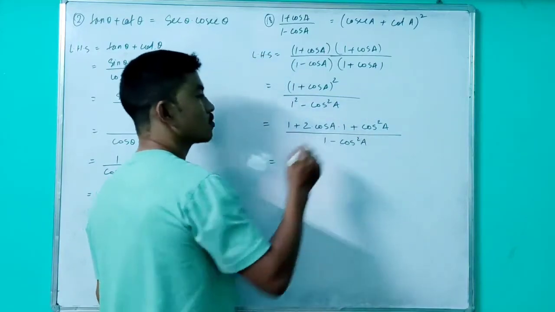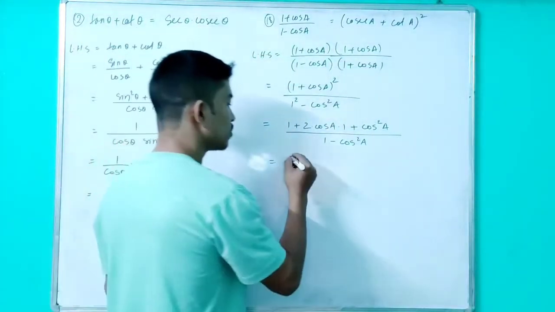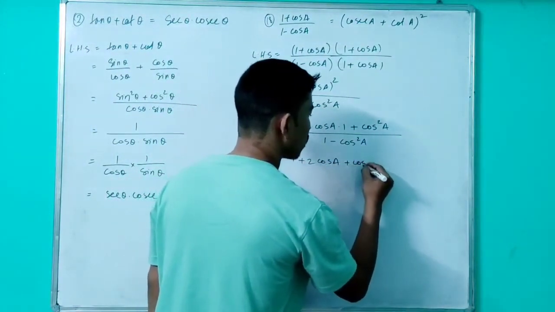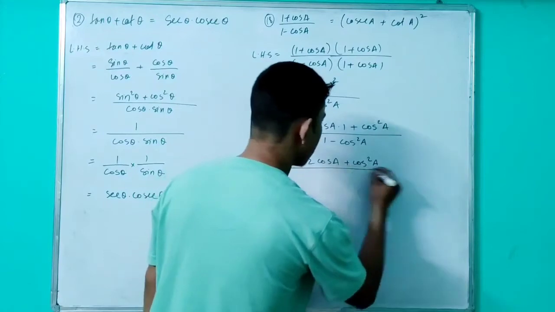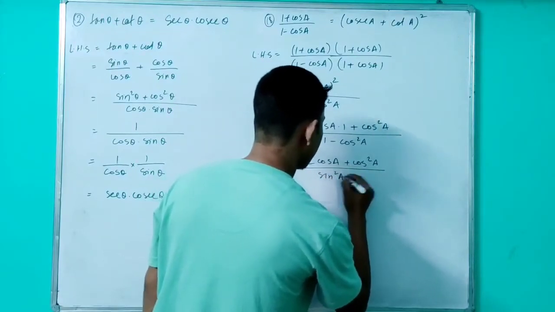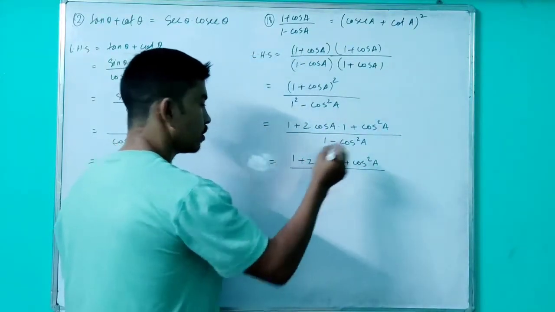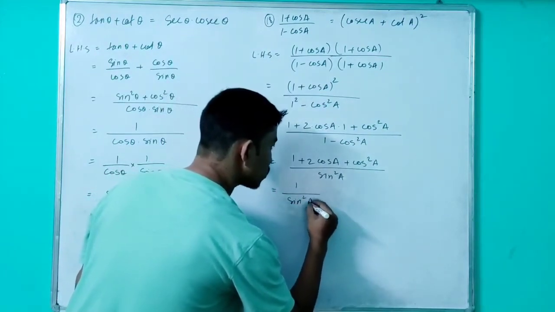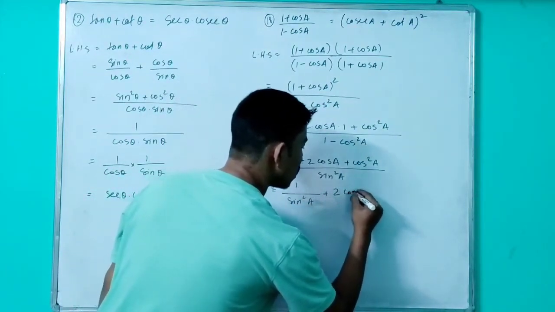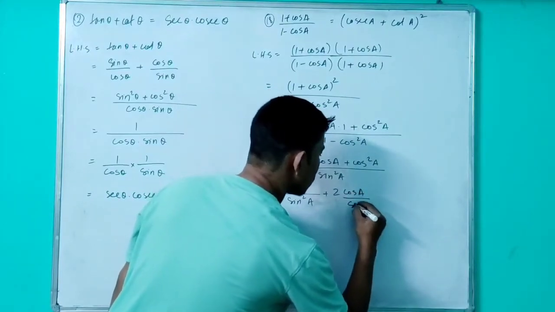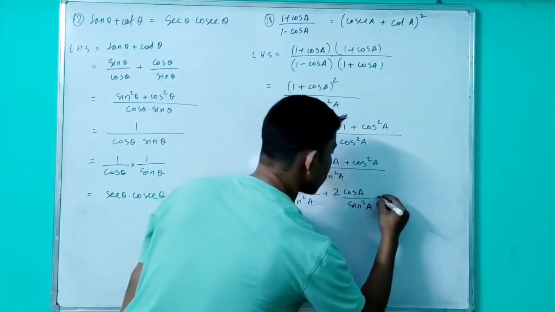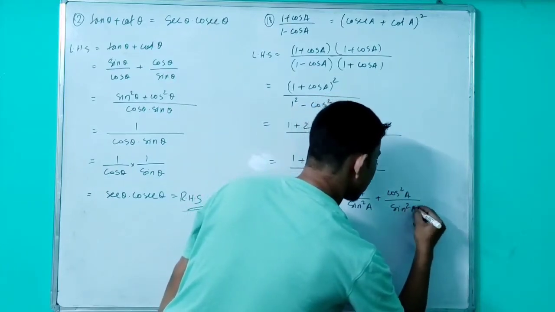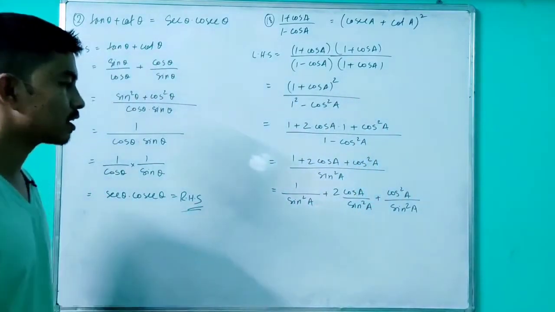So 1 minus cos square A is equal to sin square A. I will replace the value: it is 1 plus 2 cos A plus cos square A divided by sin square A. Now I will separate the denominator for each of the terms. So it will be 1 divided by sin square A, plus 2 cos A divided by sin square A, plus cos square A divided by sin square A. Okay, is that clear?